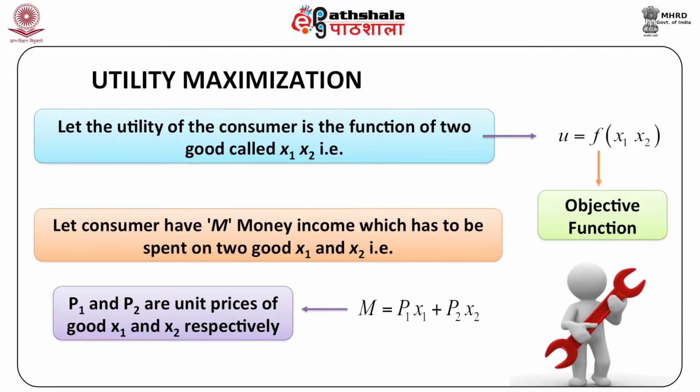Let the utility of the consumer be a function of two goods x1 and x2. That is, U is a function of x1 and x2. This is known as equation 1, the objective function. Let the consumer have M money income, which has to be spent on two goods x1 and x2. That is, M is equal to P1 x1 plus P2 x2. We denote this as equation number 2, where P1 and P2 are unit prices of good x1 and x2 respectively.